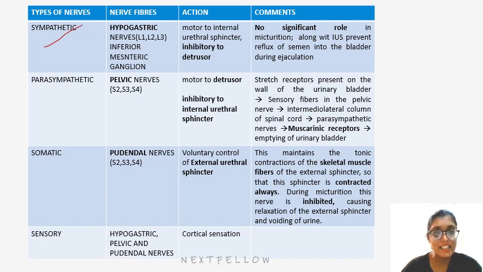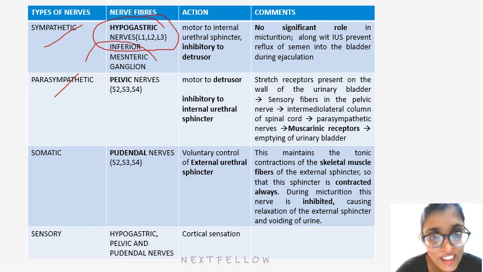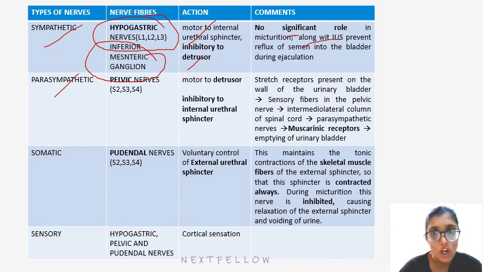Now the sympathetic system is supplied by the hypogastric nerves L1, L2, L3, which relay at the inferior mesenteric ganglion. It is motor to the internal urethral sphincter. It is inhibitory to the detrusor muscle. It has no significant role in micturition. Along with the internal urethral sphincter, it prevents reflux of semen into the bladder during ejaculation.